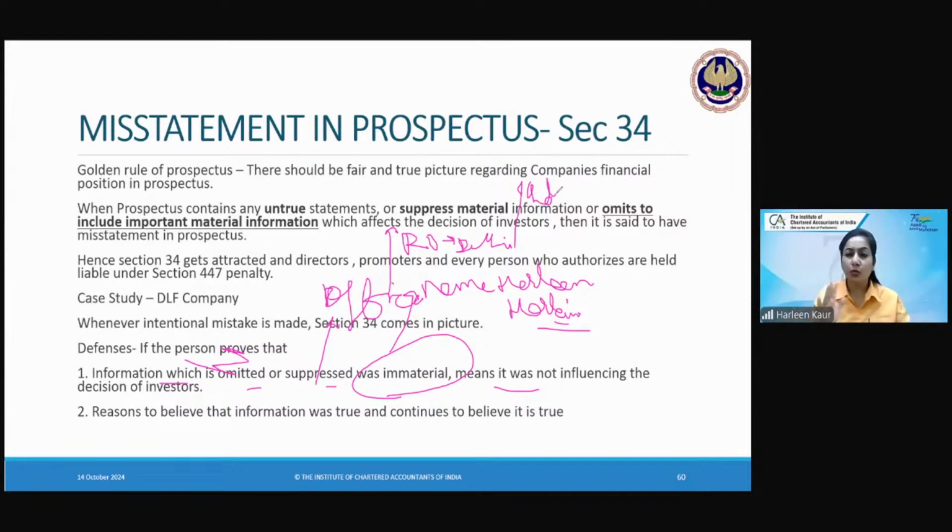It does not cause that much harm. Immaterial means not such important information. Those who want it are writing to me, ma'am, speak in Hindi, please, for those: immaterial means something which is not very important. So if you have omitted or suppressed an immaterial fact, then that defense can be taken. Just let me give one minute to myself.